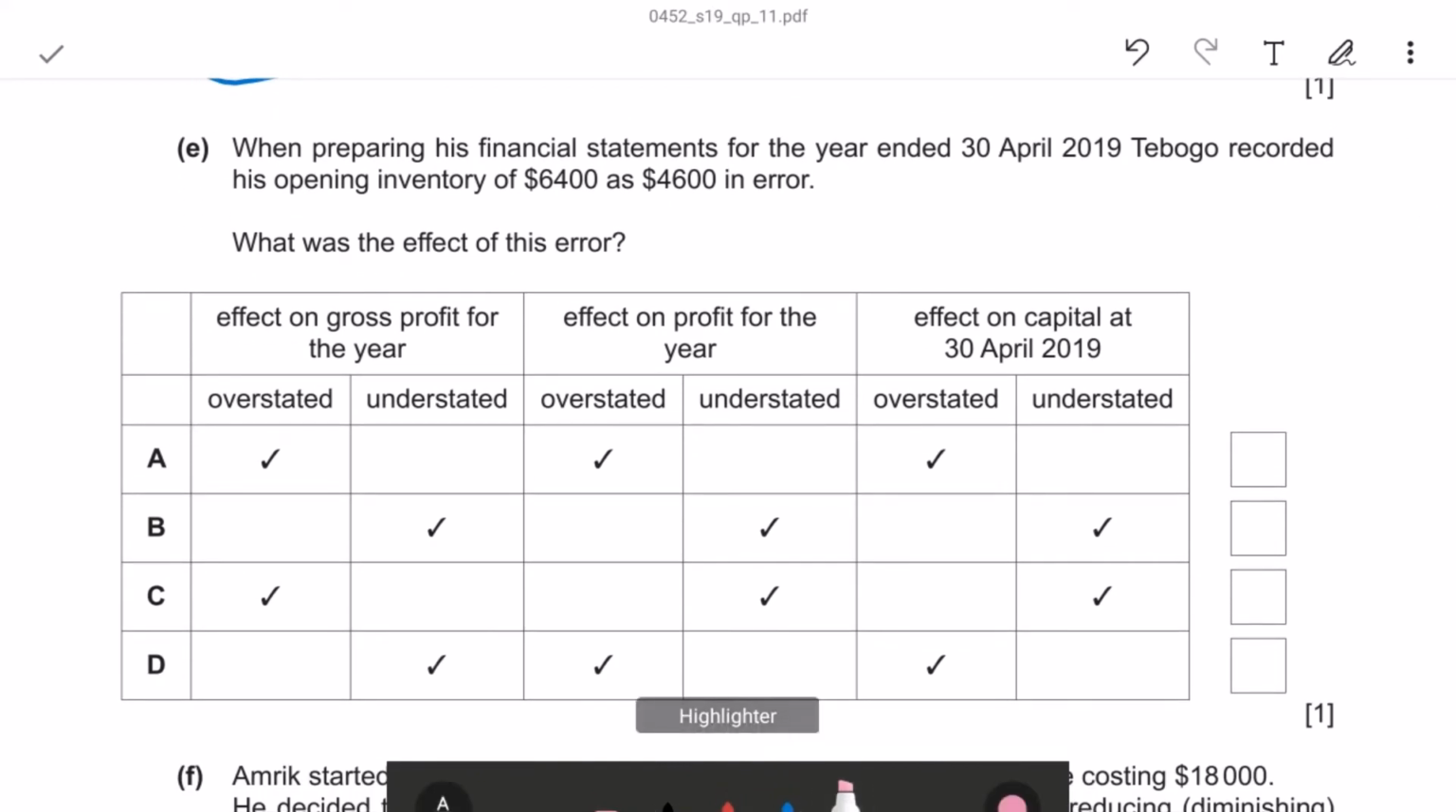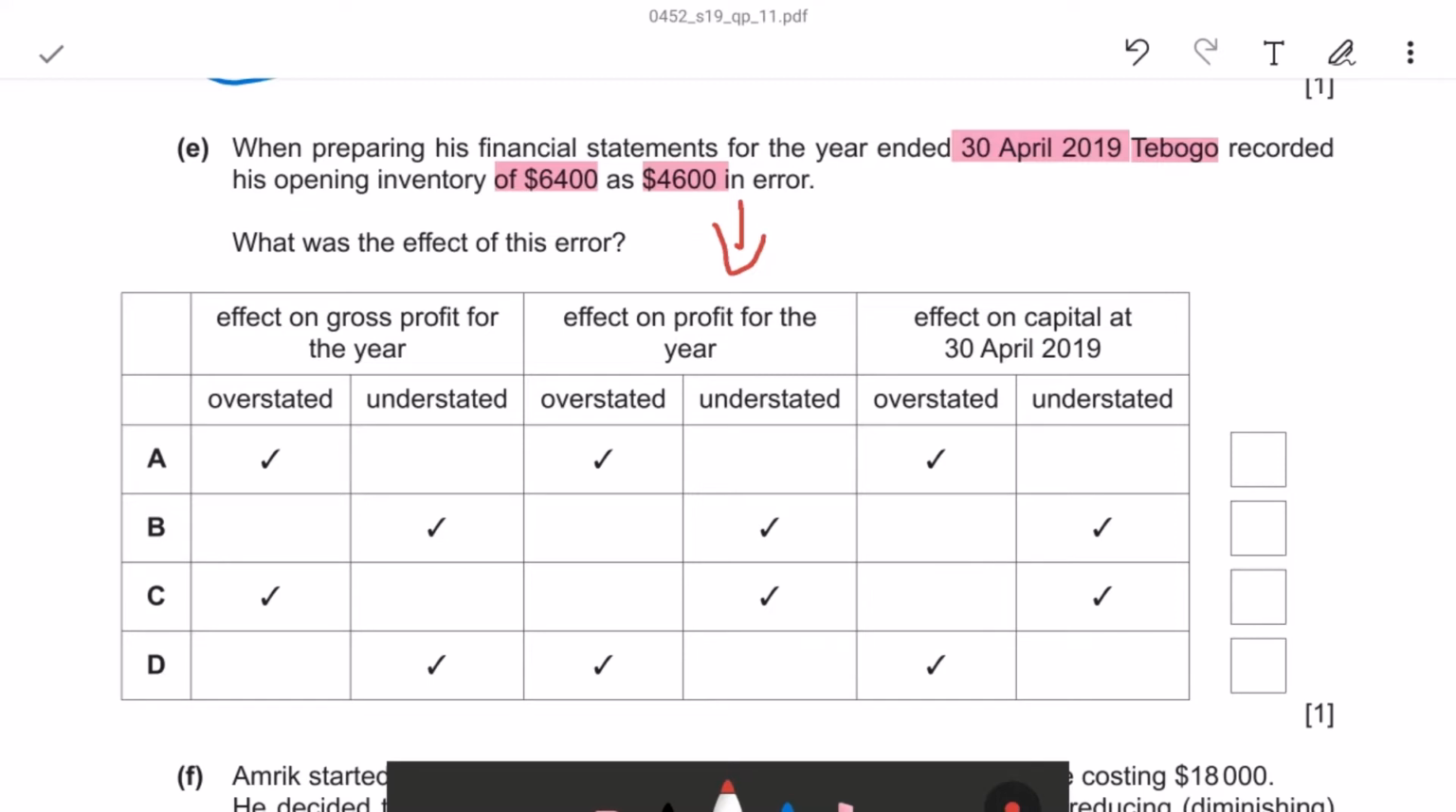When preparing the financial statements for the year ended 30th April 2019, Tibogo recorded his opening inventory of 6,400 as 4,600. The actual amount is 6,400 but they entered 4,600. Opening inventory is part of cost. Cost is understated. When cost is understated, the profit of the business will be overstated. By error, the cost shown in the books is understated.